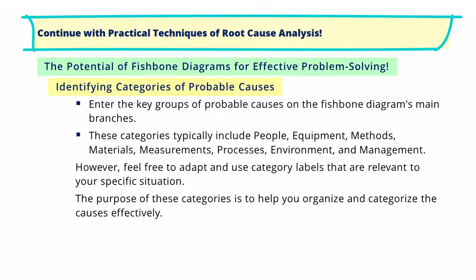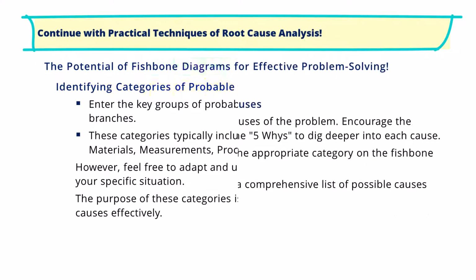Identifying categories of probable causes. Enter the key groups of probable causes on the fishbone diagram's main branches. These categories typically include people, equipment, methods, materials, measurements, processes, environment, and management. However, feel free to adapt and use category labels that are relevant to your specific situation. The purpose of these categories is to help you organize and categorize the causes effectively.